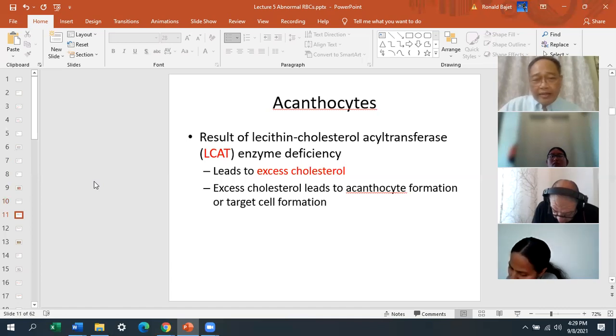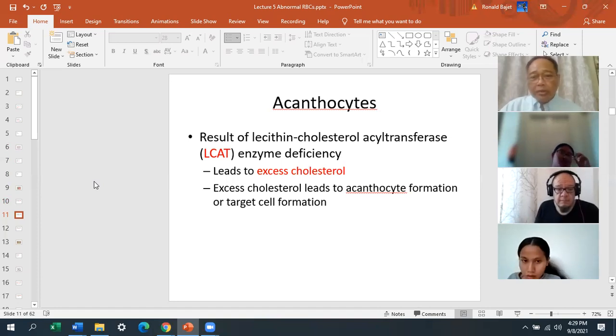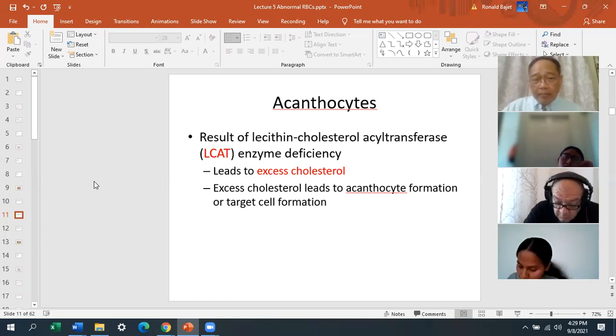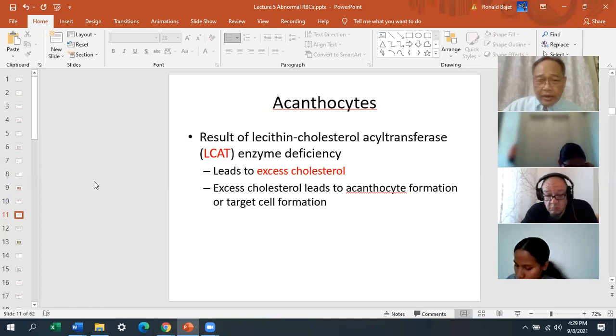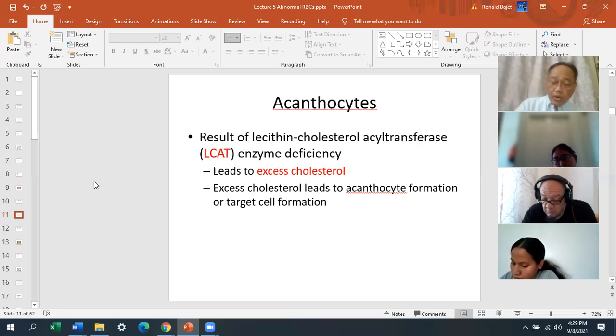The cause of acanthocytes is one of two conditions. The first one, and I'm not going to make you memorize this term, is lecithin cholesterol acetyltransferase, or LCAT. What type of cell would you see in the presence of an LCAT enzyme deficiency? You would say acanthocytes. This leads to excess cholesterol in your blood. Hopefully in chemistry, you'll talk about the lipoproteinemias and LCAT. The excess cholesterol will lead to acanthocyte formation, or it could also lead to target cell formation, and I'll get to target cells later.